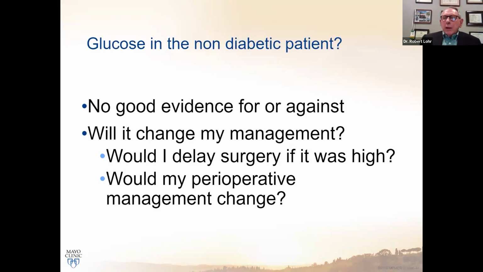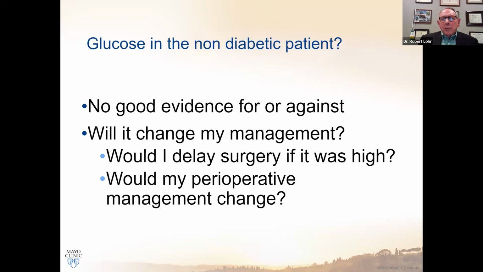Glucose in the non-diabetic patient. Well, there's no good evidence for or against. Would it change your management? I would hope that in your questioning of the patient, you would get some hint that they may or may not be diabetic if they don't know they are. If they're an obese patient with a strong family history of diabetes, they've been losing weight and they're urinating frequently, I would check a blood sugar. Otherwise, I'm not sure that it makes any big difference.